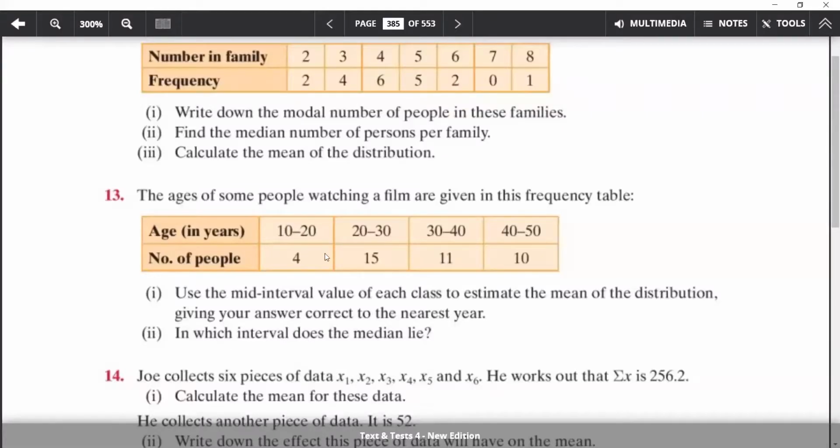So again, how many people were surveyed here? Well, we just looked at it, we saw 40 there when we had 4 and 15 and 11 and 10. So there's 40 people. We're interested in the 20th person. That's the median person in the middle, the 20th person. Well, there's the first 4 and there's the next 15. So there's 19 people in the first 2 sections here. So the 20th person is here in this interval 30 to 40. So the median lies within the 30 to 40 interval.